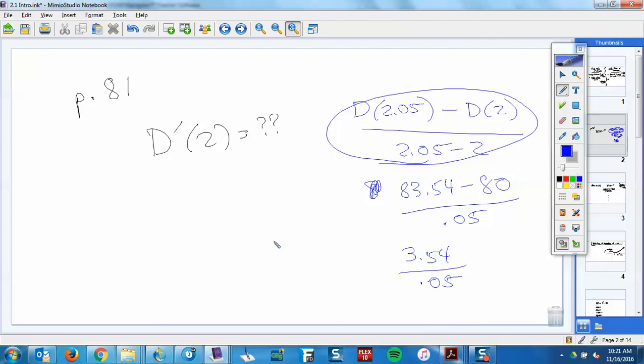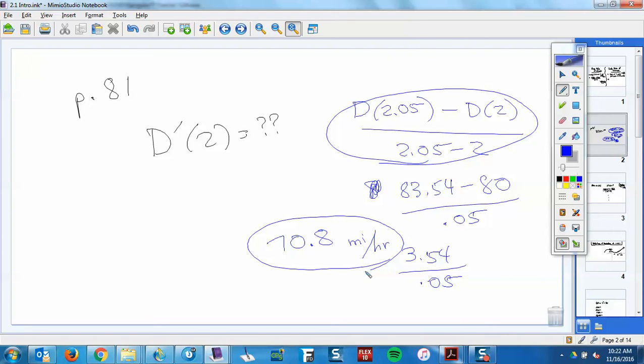What do you get? 70.8. That's it? Or did you round that? That's it. It's just 70.8 exactly. Now what would the units be on that? Miles per hour, right? Because it's a rate of change. We took miles, the top number is miles, and the bottom number is hours. So it'd be miles per hour, right? It's a rate of change.